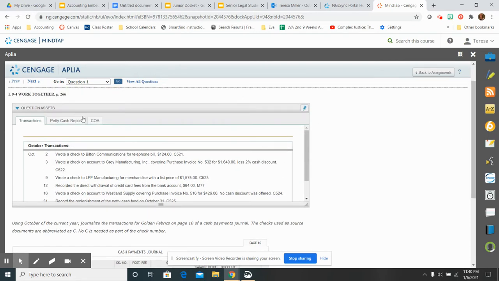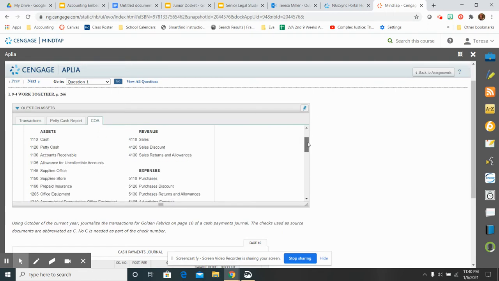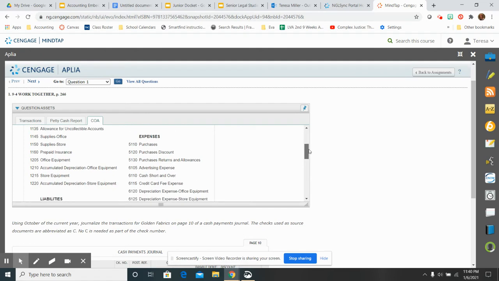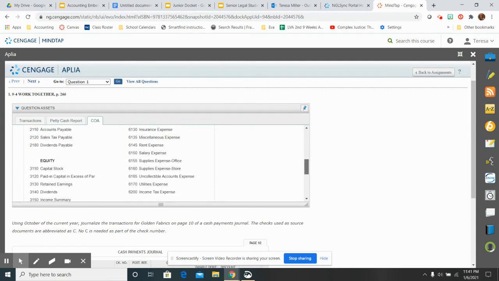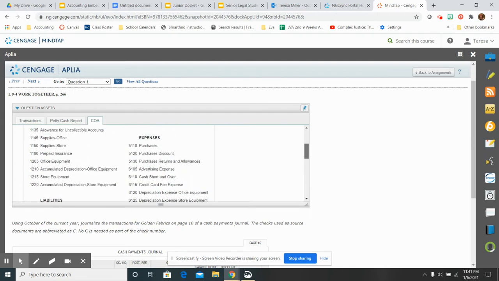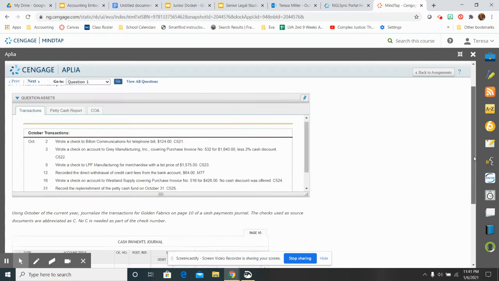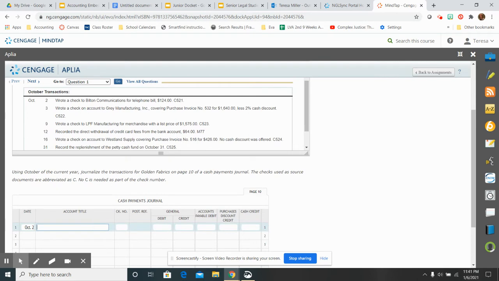So I want you to go through and see on the chart of accounts, does Golden Fabric have a telephone expense listed here under their expenses, or are we going to put it under utilities? Okay, it looks like we're going to put that one under utilities. Let's go ahead, utilities expense, check number 521. And that is going to be a general debit of $124.